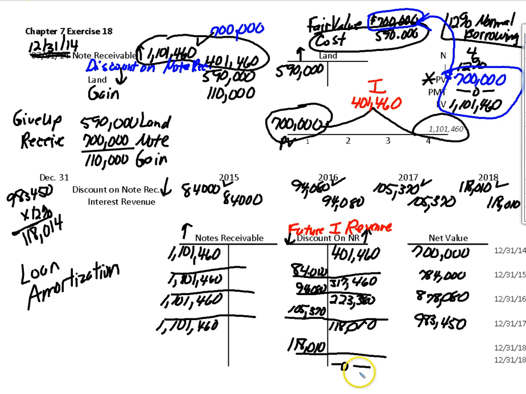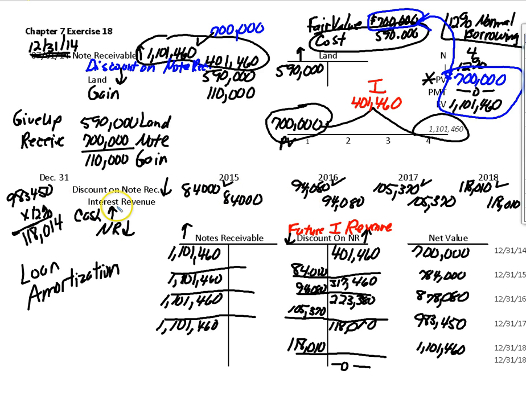That zeroes out the discount. At that point in time, we will have a net value: this 1,101,460 minus 0 will have a net balance of 1,101,460. However, there's one additional entry at the end of this period. We also are going to receive cash. Cash is going to come in, and the note receivable is going to go out.